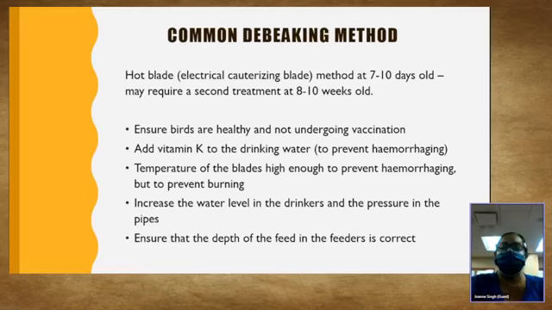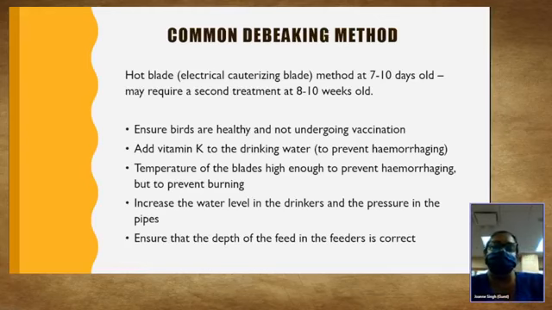So basically, you have to make sure that your birds are healthy and not undergoing any vaccination at the time. You can add vitamin K to your water to prevent hemorrhaging after the debeaking. And you have to make sure your temperature of your blades and everything is being properly monitored. It will be in your instructions of your machine that you're using and all that.